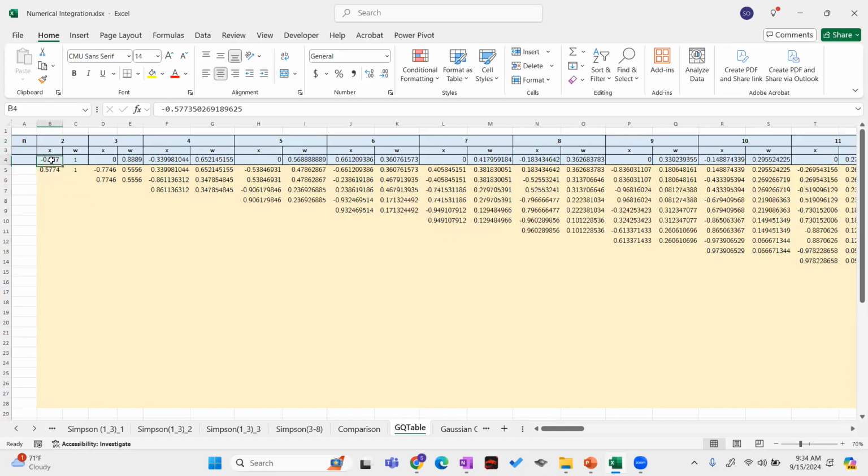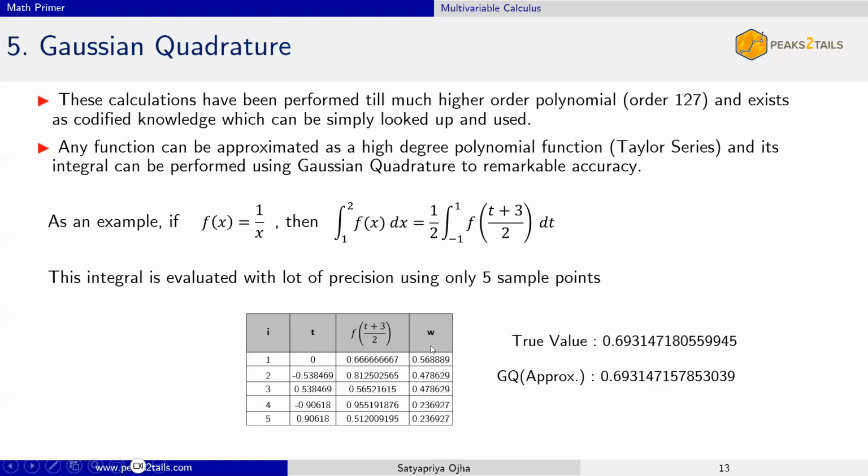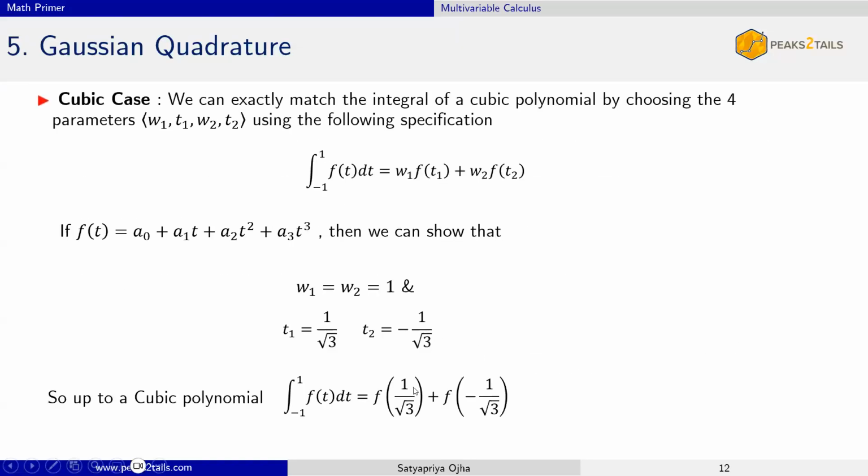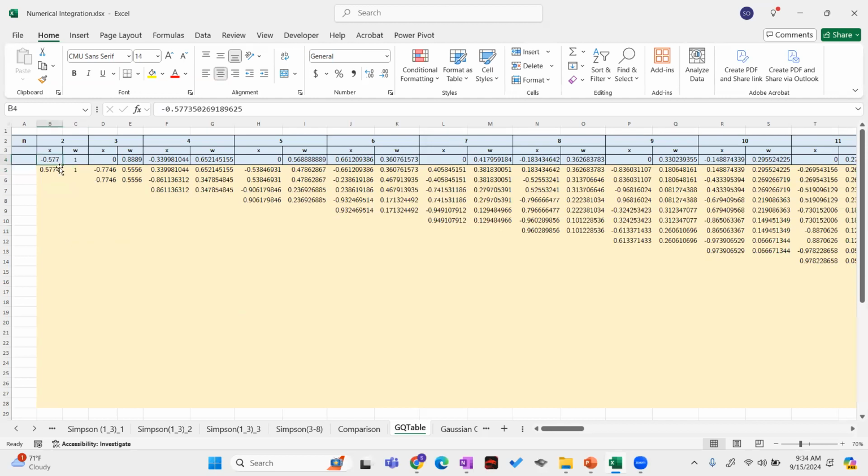So this gives me coverage till cubic polynomial, right? And what are these values? These values, 1 by root 3 and minus 1 by root 3, we just calculated, right? The weight needs to be 1. See, this is the representation. For a cubic polynomial, the weights are 1 and the value of the function needs to be evaluated at 1 by root 3 and minus 1 by root 3. That is what this is. This is minus 1 by root 3, this is plus 1 by root 3, the weights are 1.